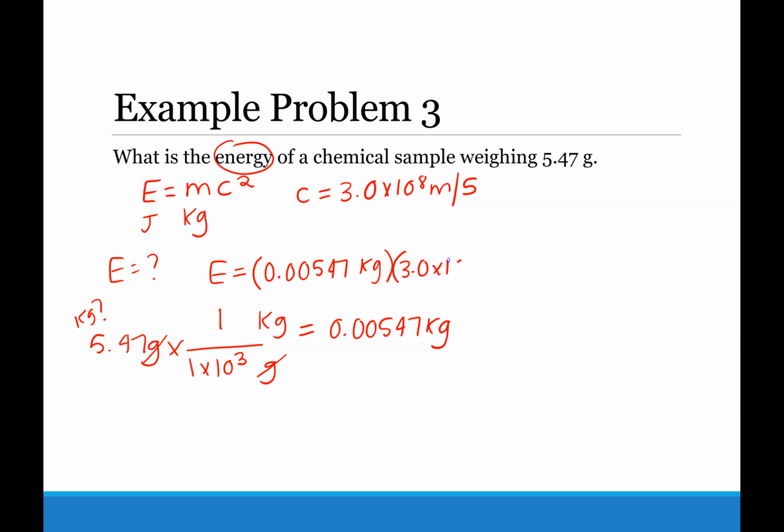3.0 times 10 to the 8th meters per second squared. Very important to remember to square c in this problem. And so when you put that into your calculator, you will get an E of 4.923 times 10 to the 14 joules. Let me know if you have any questions about example problem 3.